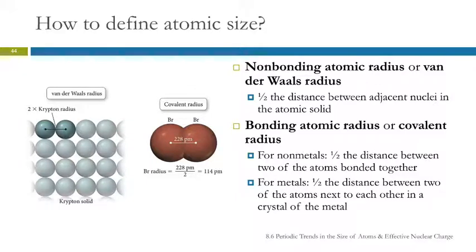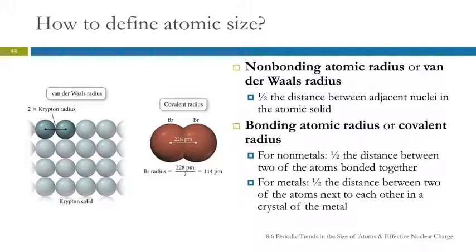Let's look at atomic size. We're going to look at some trends in different properties that are present in the periodic table, and one of them is atomic size. Well, how do you define the size of an atom? We typically talk about the atomic radius, so that's from the nucleus to the outside of the atom.